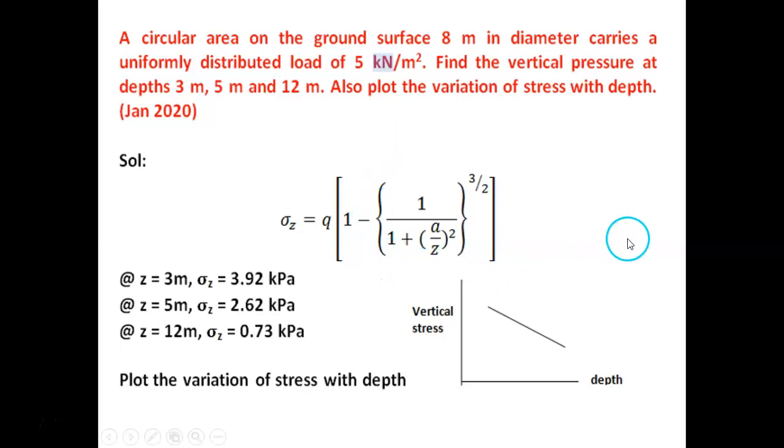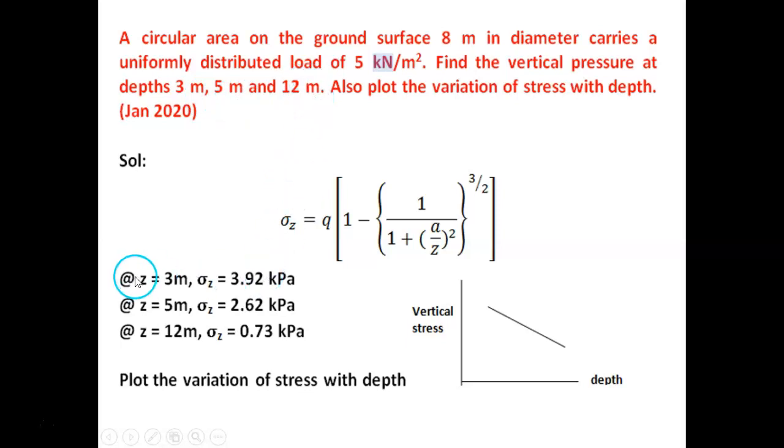So the equation for circular area is given as sigma z equal to q into 1 minus 1 by (1 plus (a by z) square) to the power 3 by 2, where a is the radius of circular area. Here diameter is given, so radius equal to 4 meter. And q is the intensity of loading acting on this circular area, which is given as 5 kilonewton per meter square. You have to find the increase in stress at different depths 3 meter, 5 meter and 12 meter.